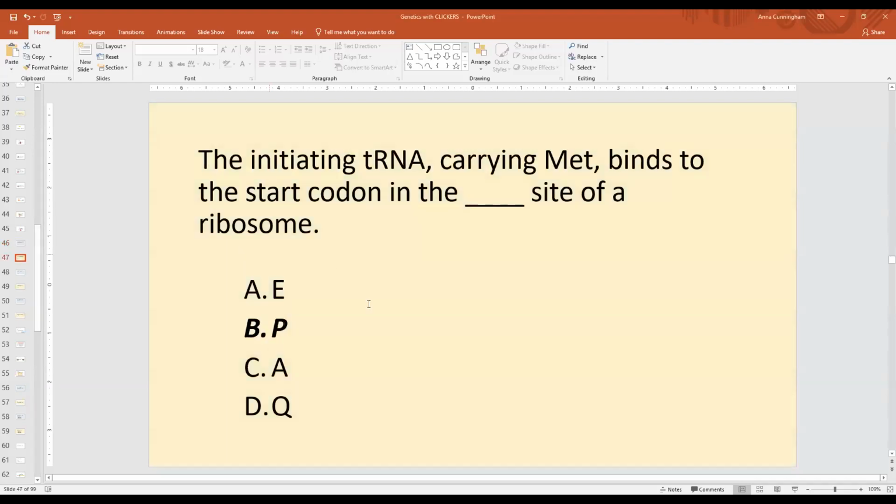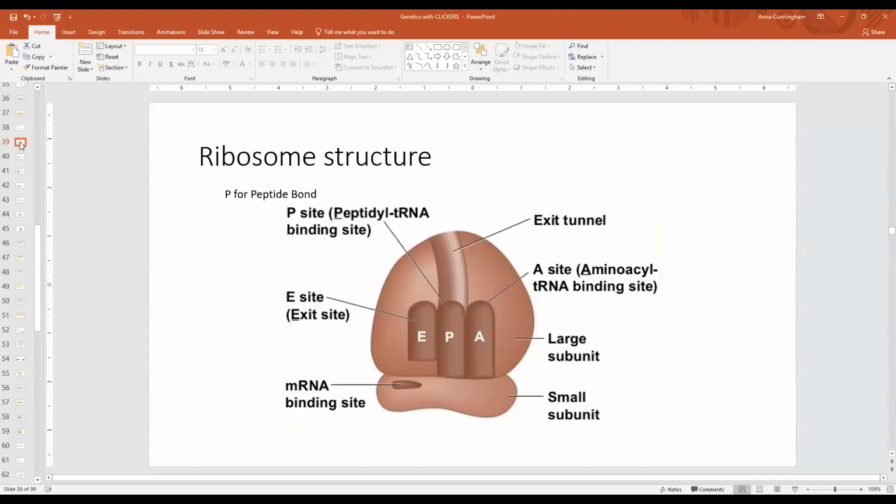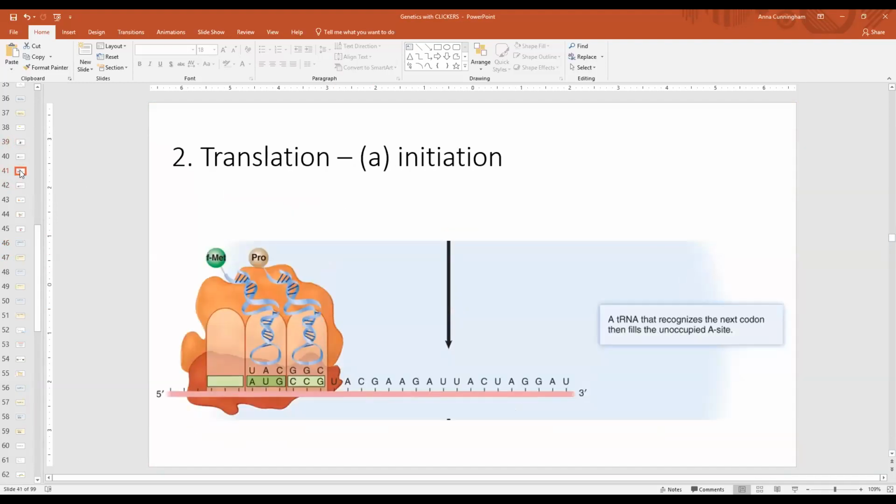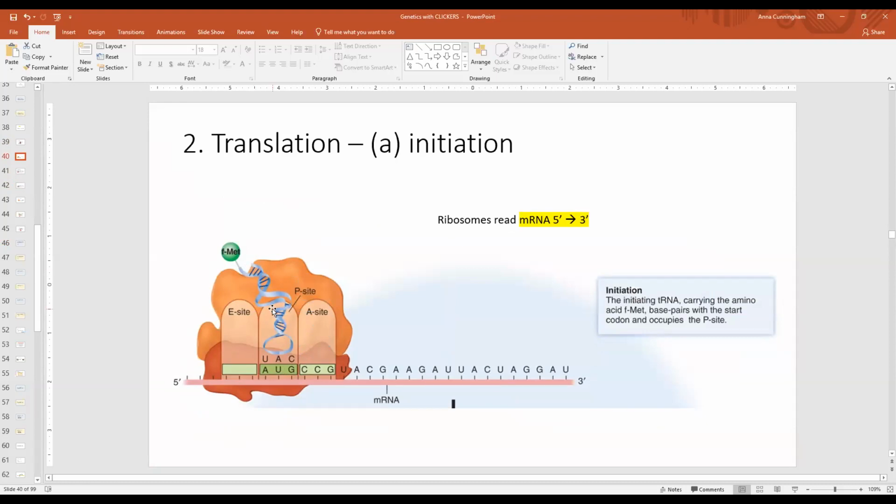The answer is B, which is the P site. Good job. Okay, you're right. So the very first tRNA, where is it? That very first tRNA enters the ribosome into the P site. Good job. You guys are rock stars.